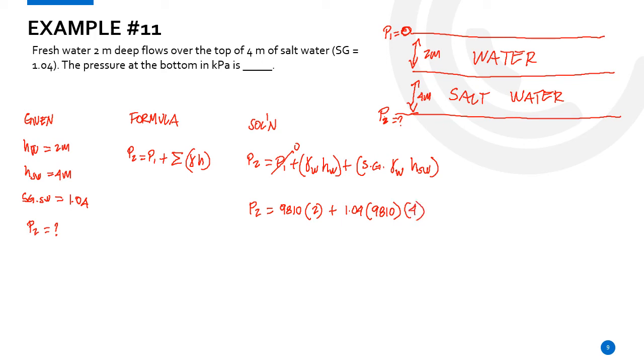So, ato nang isolve sa itong calculator, no? P2 is equal to 60.43 kilopascal.